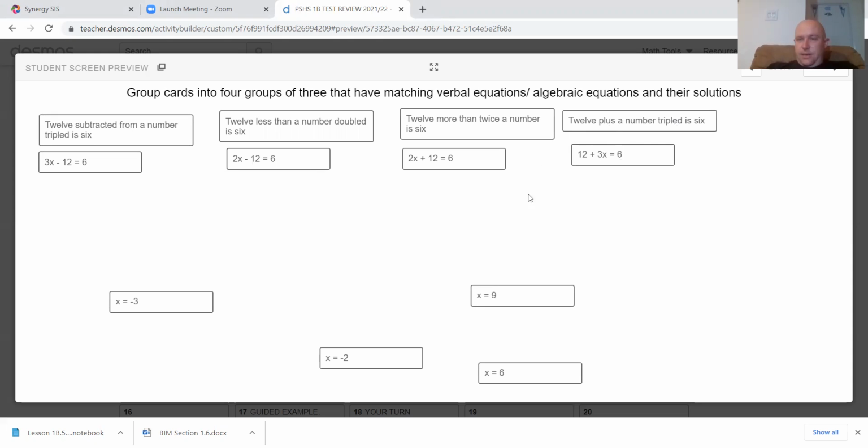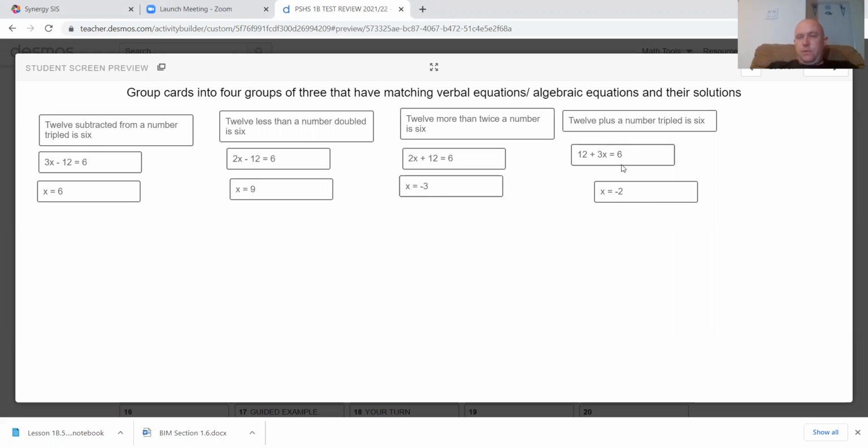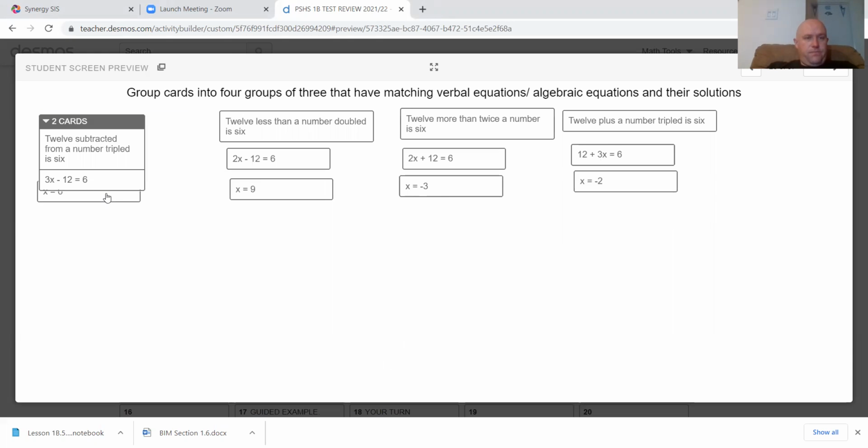Now, you could then go ahead and solve each of these equations. If I add 12 to both sides, I would get 18. 3x equals 18, x equals 6. If I add 12 to both sides here, I would get 18 divided by 2 is 9. If I subtract 12 from here, I get negative 6, and when I divide by 2, I would get negative 3. And if I subtract 12 from both sides, I'll get negative 6, then divide by 3 would give me negative 2.